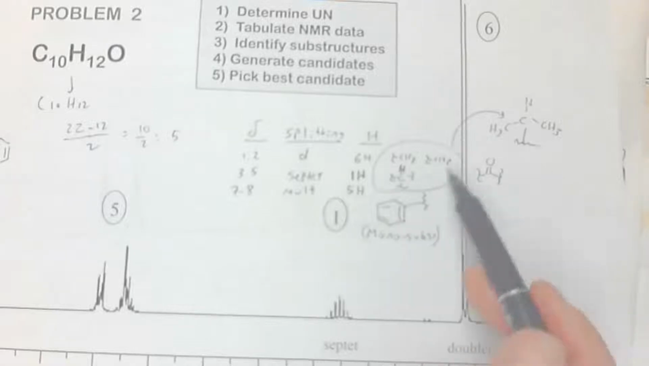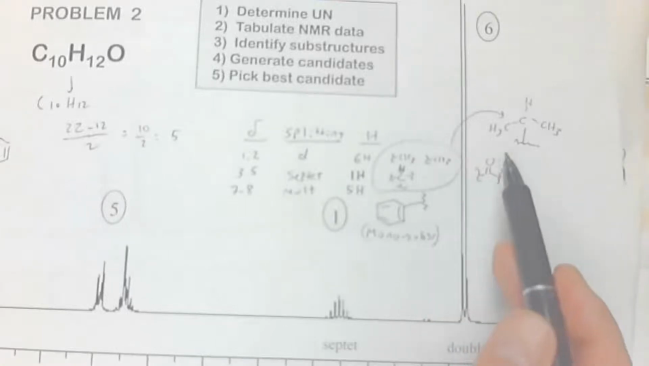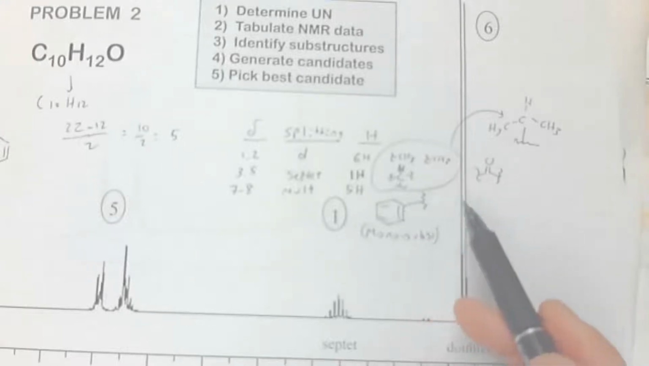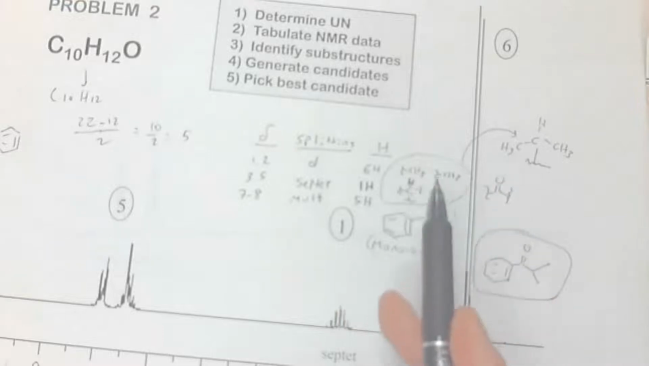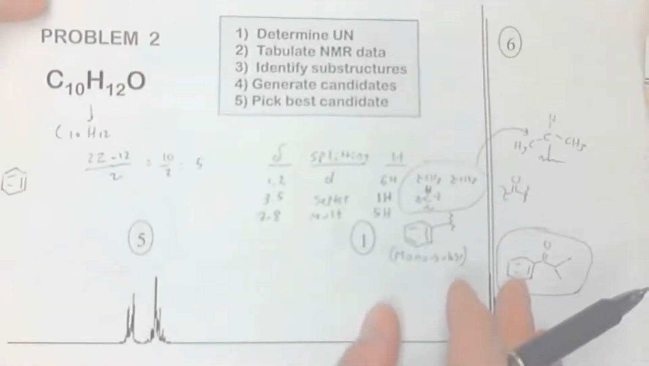We have 2 end pieces and a middle piece. End piece means 1 squiggly, right? Only one way to connect them. There's only one way you can answer this. It's benzene, ketone, isopropyl. You can draw it any way you want, but it's a benzene, ketone, isopropyl. 2 end pieces and a middle piece. All right? Next. Any other questions on this one?